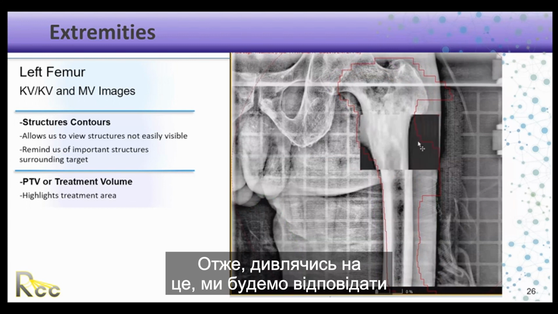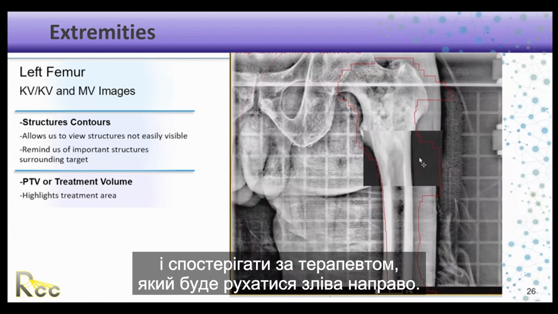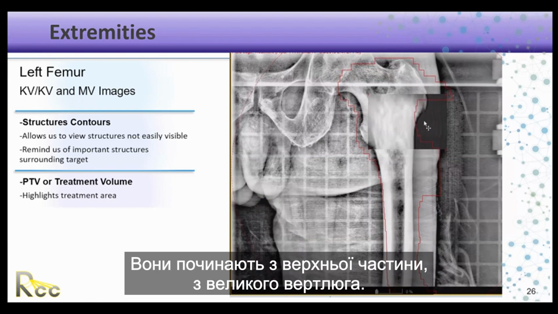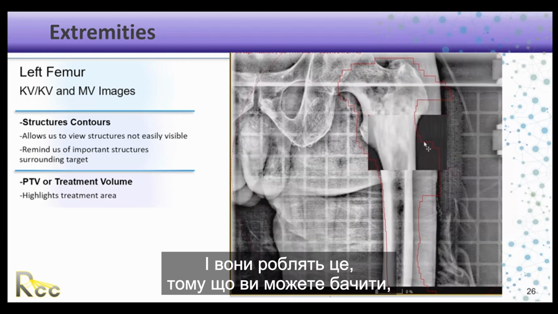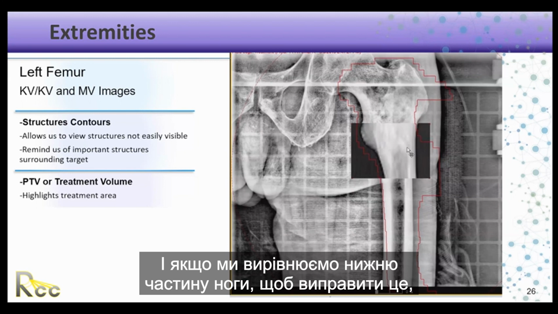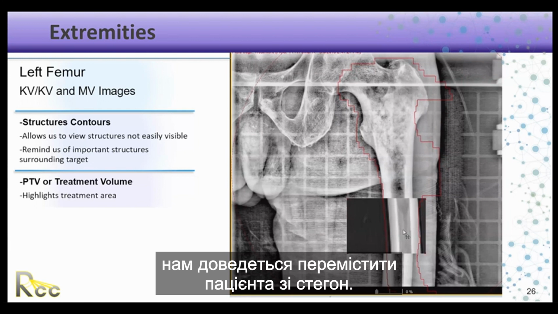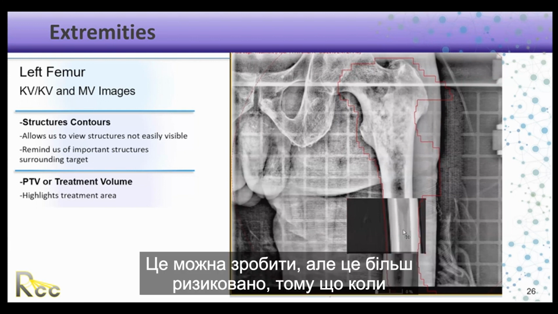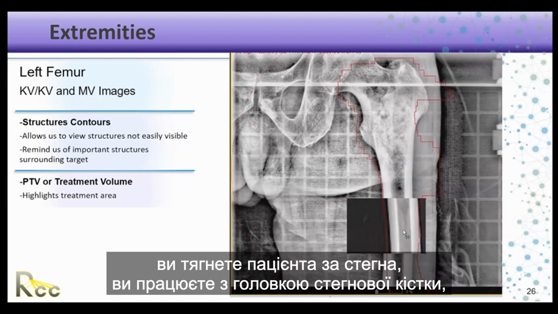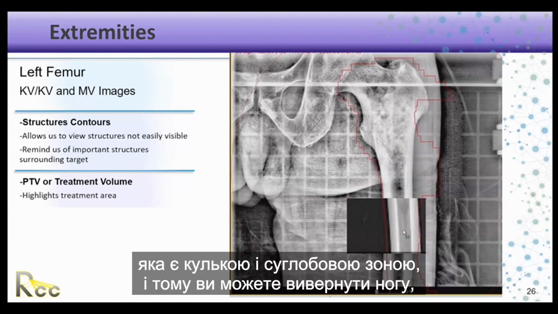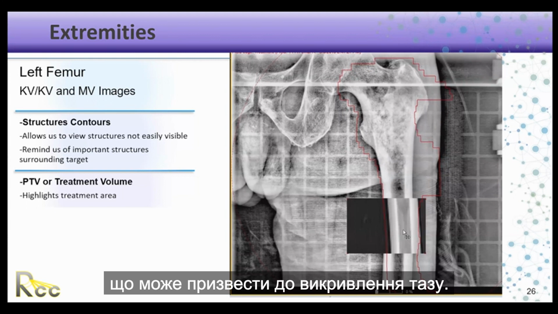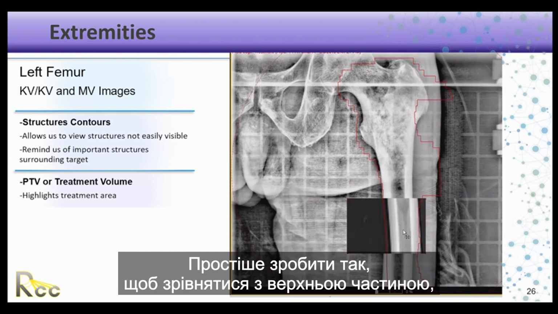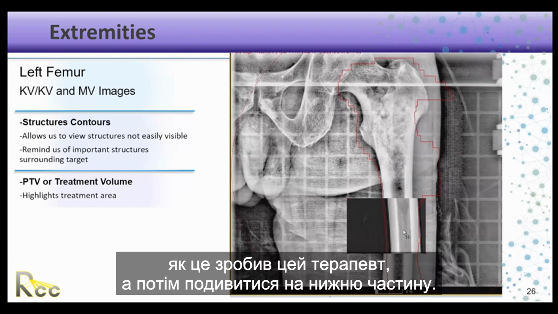So looking at this, we're going to match and watch the therapist. They're going to go from top to bottom, starting with the upper area, the greater trochanter here. They're doing that because you can see that the patient is crooked here. If we match the bottom of the leg to fix this, we're going to have to move the patient from the hips. This can be done, but it's riskier because when you pull a patient at the hips, you're working with the femoral head, which is a ball and joint area. You can roll the leg, it can make the pelvis crooked, you can roll the pelvis. What's easier to do is to match to the top like this therapist did, and then look at the bottom.